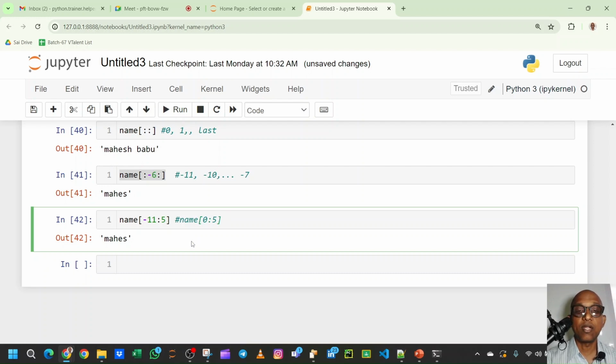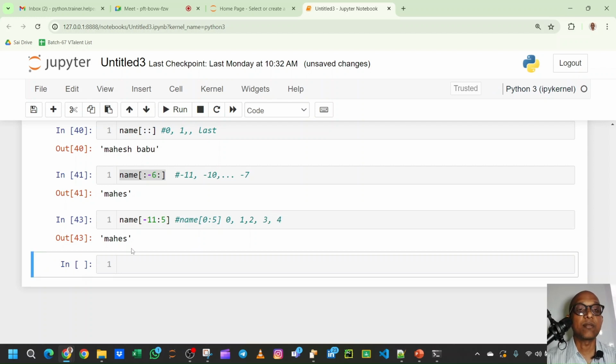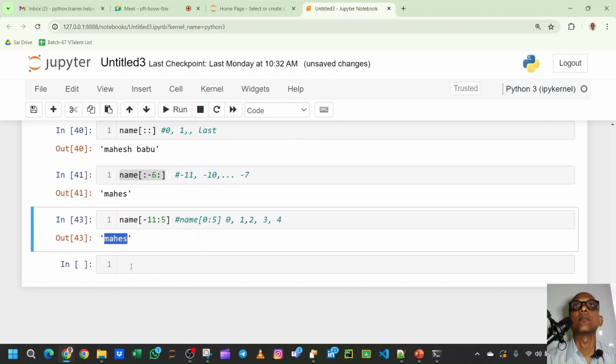And what does it mean? It is going to get the characters of 0, 1, 2, 3, 4. That's it. It's going to get the values of this. So 0, 1, 2, 3, 4.